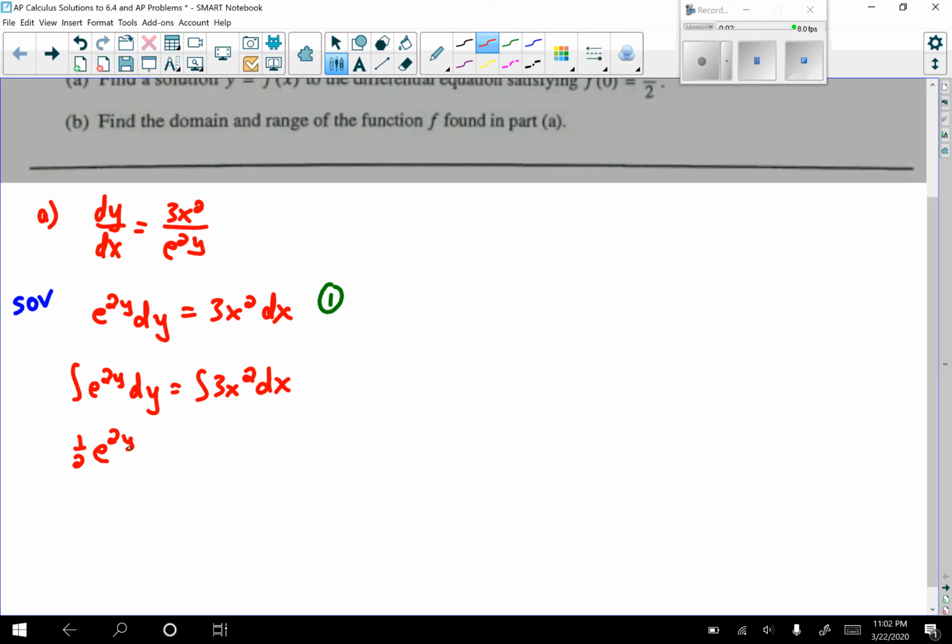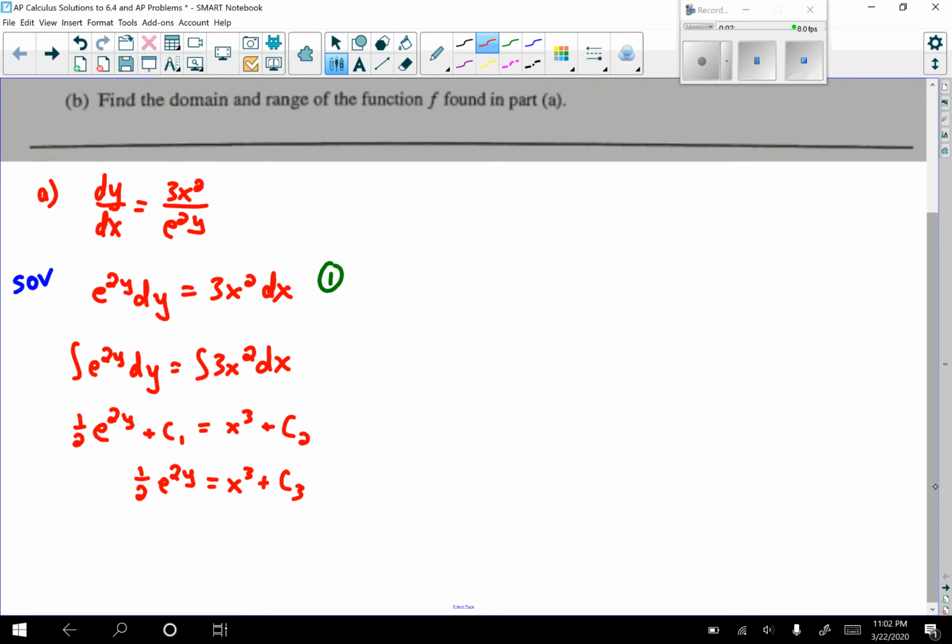So the derivative of e to the 2y is just e to the 2y, but then times 2. So to get that 2 to go away, we'll put the 1/2 out in front, plus our first constant, and then over here we'll just have an x cubed, or really it comes from 3x cubed over 3, and then those 3's divide out, and then we get plus our second constant. I'm just going to combine the constants, so we'll get 1/2 e to the 2y equals x cubed plus c sub 3, because next we have to multiply both sides by that 1/2, so it's yet a different constant at this point.